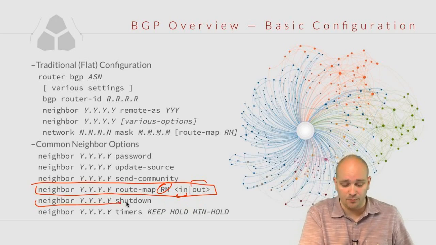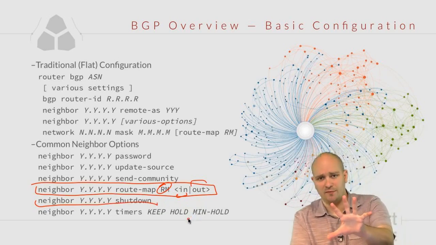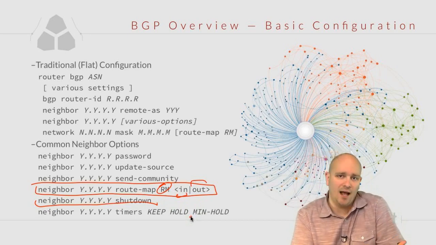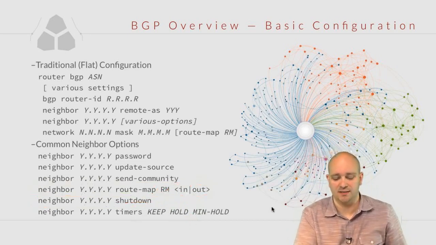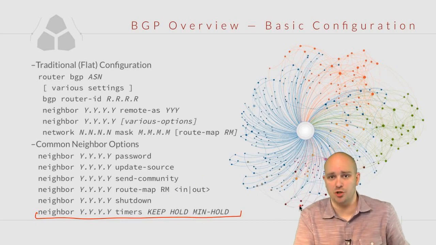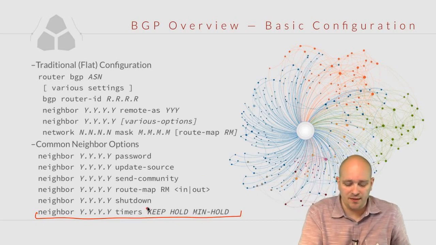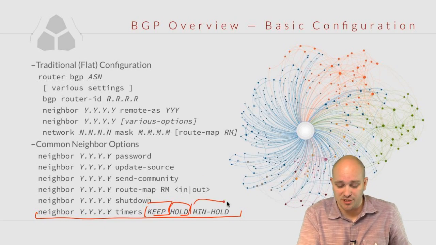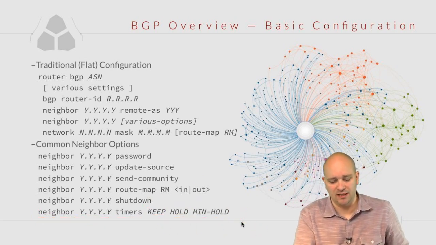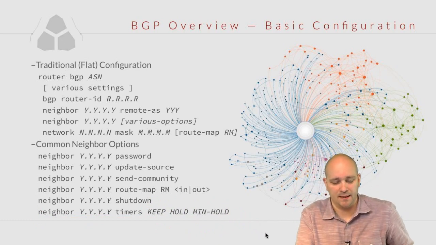We can also tell BGP, okay, this neighbor is configured, but don't actually form the session with this neighbor for some reason. We want to take it down temporarily, and then you would shut the neighbor down. You can also specify what timers you want to use. And for BGP, there are really three sets of timers, and these are keepalive, hold timer and the minimum hold timer. I'll talk about them a little bit later on.